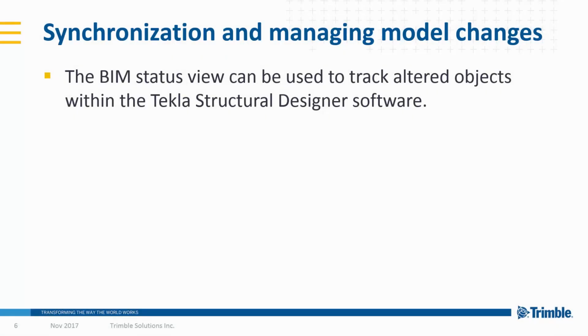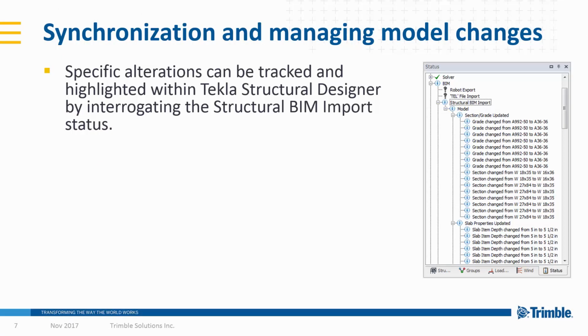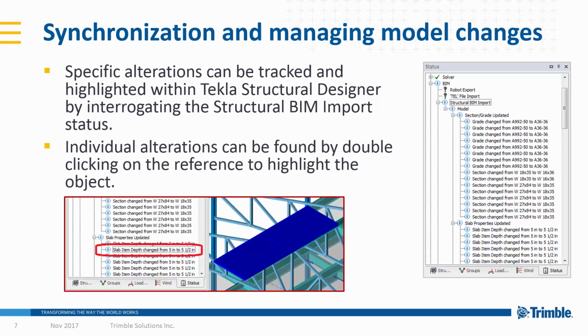The BIM status view can be used to track altered objects within the Tekla Structural Designer software. This command is located through the Review toolbar and simply color codes objects as to whether it has been newly created, imported from Tekla Structures, exported, updated or even deleted, and retained through personal choice during the merge process. Specific alterations can be tracked and highlighted within Tekla Structural Designer by interrogating the structural BIM import status. Individual alterations can be found by double-clicking on the reference to highlight the object.